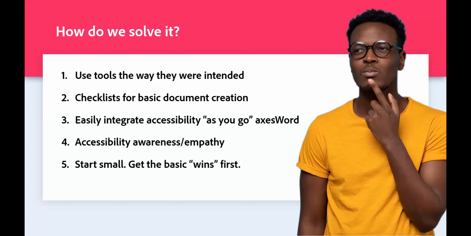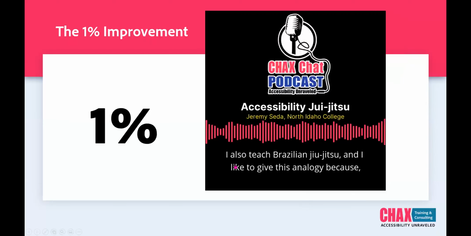And then number 5, as Dax and I mentioned before, start small. Get the basic wins first, and then the other wins are going to come eventually. If you start with basic, simple improvements, they can have big impacts on the accessibility of your document.